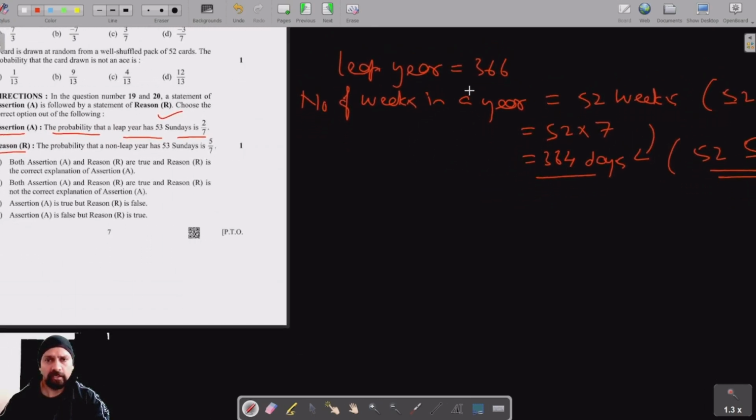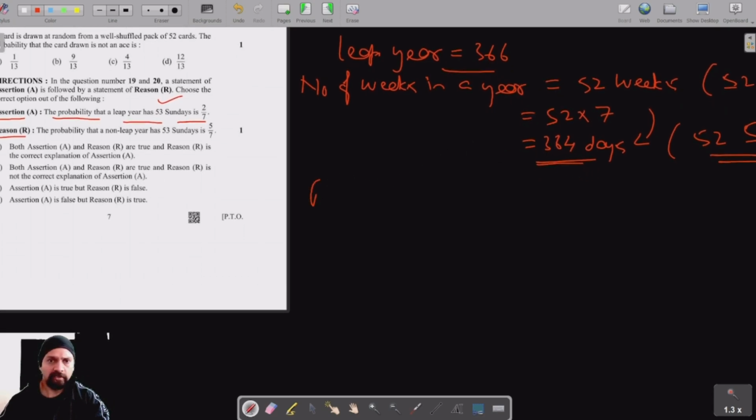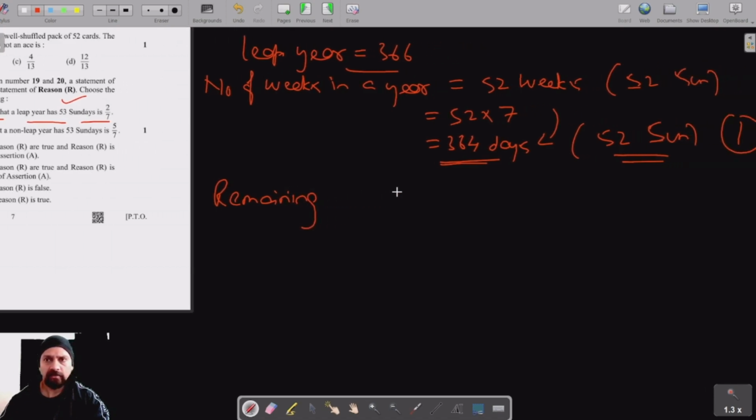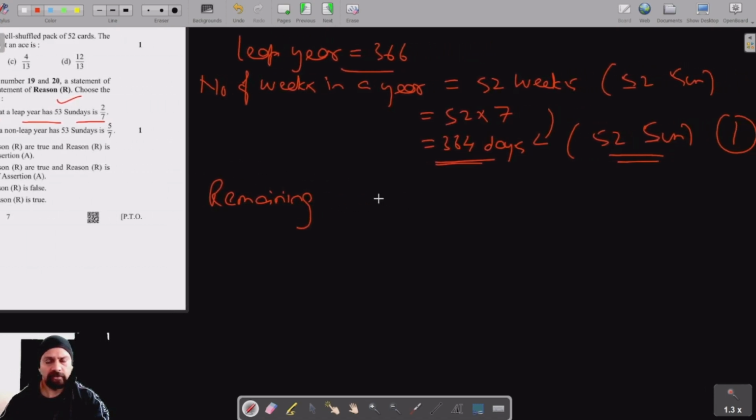obviously. And now for the leap year, we are left with remaining days. If we take out 364 days in which we have 52 Sundays, we have to find the 53rd one. So the 53rd Sunday will be in the remaining days. So remaining days are 366 minus 364, which is 2 days.